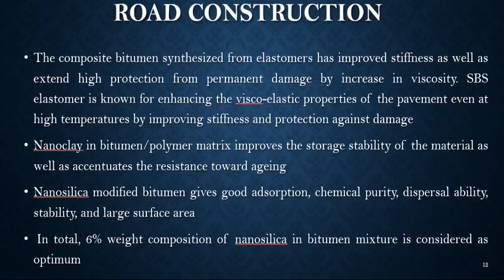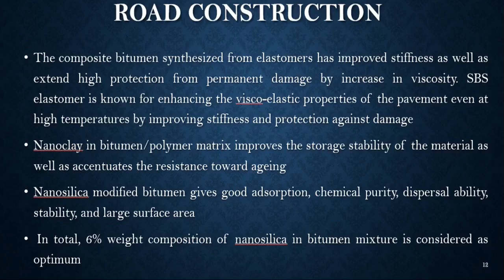The composite bitumen, which is synthesized from elastomers, has proved to improve the stiffness as well as extend protection from damage by increasing viscosity. Styrene butadiene styrene elastomer is known for enhancing the viscoelastic properties of the pavement even at high temperature. This is done by improving the stiffness and protecting against damage.